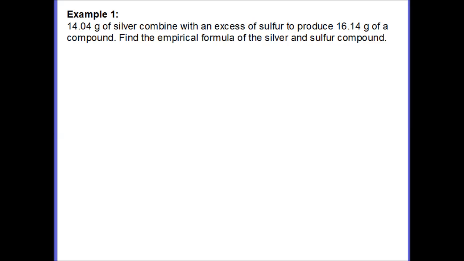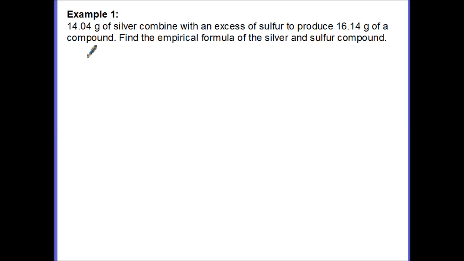Here is example number 1. If you have 14.04 grams of silver, it combines with an excess of sulfur. That just means it combines with a large amount of sulfur. And it produces 16.14 grams of a compound. Find the empirical formula of silver and sulfur. So what we want to do is figure out the simplest ratio that the atoms actually combine in.